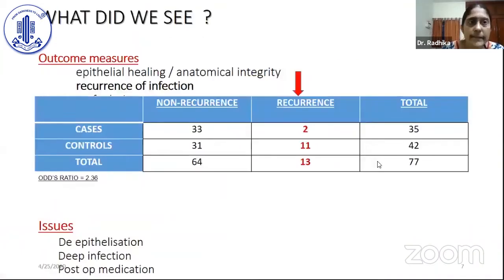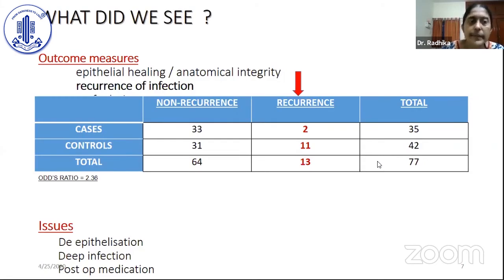So what did we see? The main outcome measure, obviously, what we looked for was whether the infection recurred or not. And we were pleasantly surprised to see, compared with a set of controls, the eyes which underwent TPK with previously cross-linked donor cornea did show less chance of recurrence.